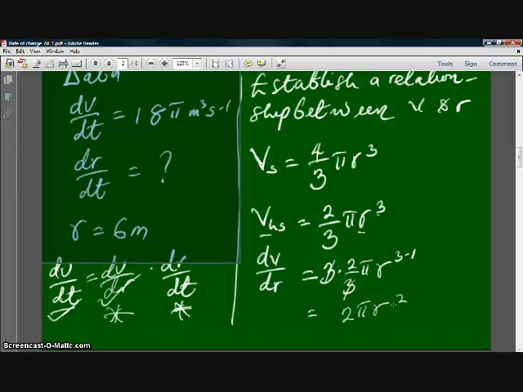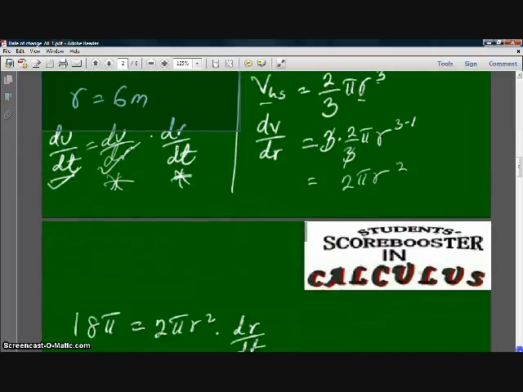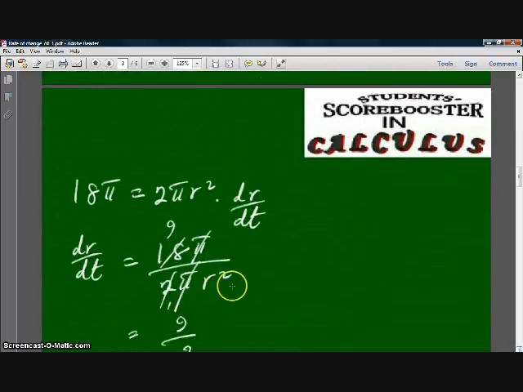Okay, so now I have this dV/dr. So the next thing is what? To substitute. I have this, so I can get this. So now this is done in the next page. So you have 18π = 2πr² times dr/dt.